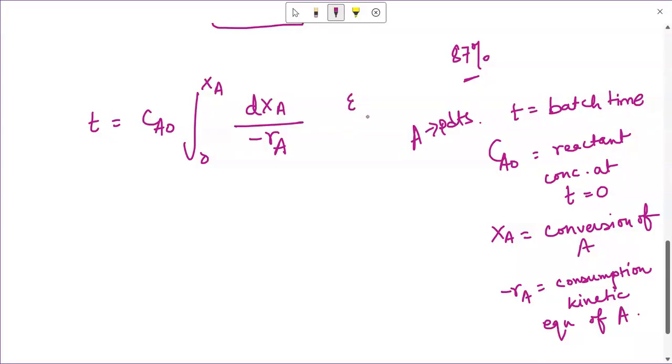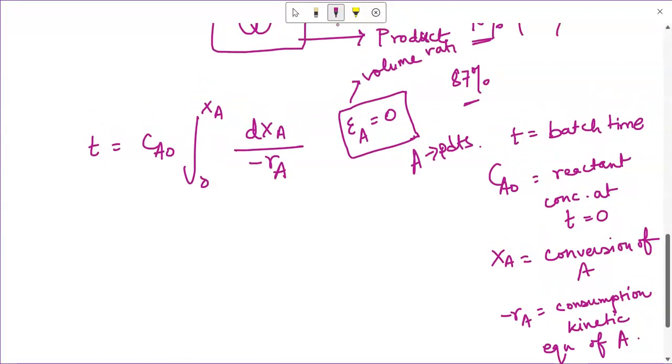So I am considering that the volume ratio of A remains 0 throughout. This is the volume ratio. Let me write it. Volume, sorry, let me just erase this. Volume ratio. Okay, this is the time required.